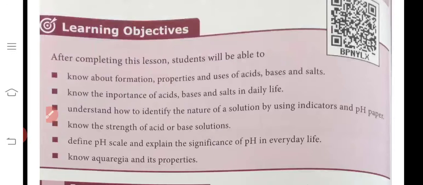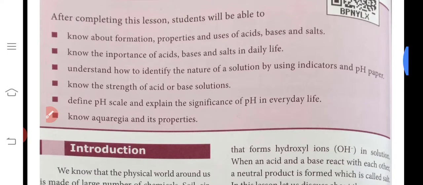understand these objectives. First, know about the formation, properties and uses of acids, bases and salts. Next, know the importance of acids, bases and salts in daily life, understand how to identify the nature of a solution by using indicators and pH paper, and know the strength of acid or base solutions. Define the pH scale and explain the significance of pH in everyday life. So these are the things you learn in this lesson.